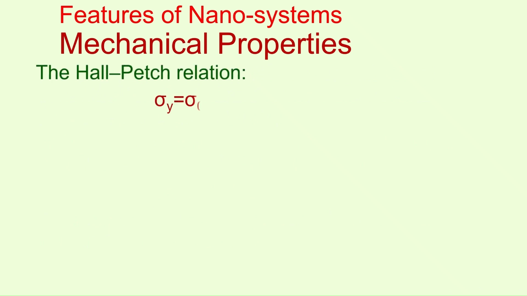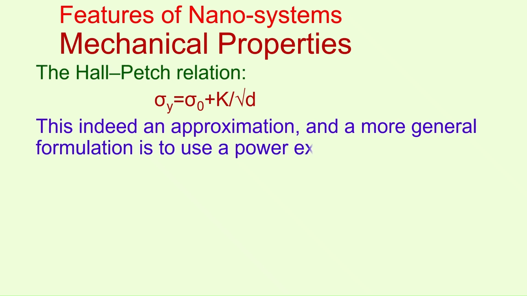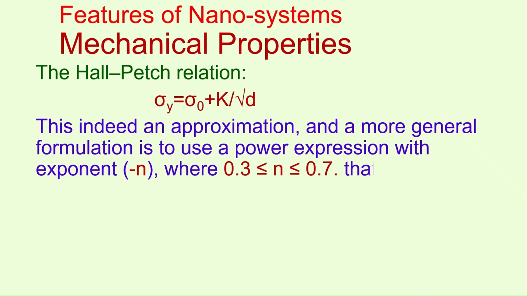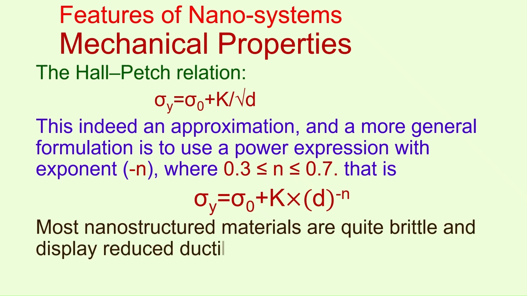Hall-Petch relation. Sigma y equals sigma 0 plus k divided by square root d. This is indeed an approximation, and a more general formulation is to use a power expression with exponent -n, where 0.3 is less than or equal to n less than or equal to 0.7. That is, sigma y equals sigma 0 plus k times d to the power of -n. Most nanostructured materials are quite brittle and display reduced ductility under tension.